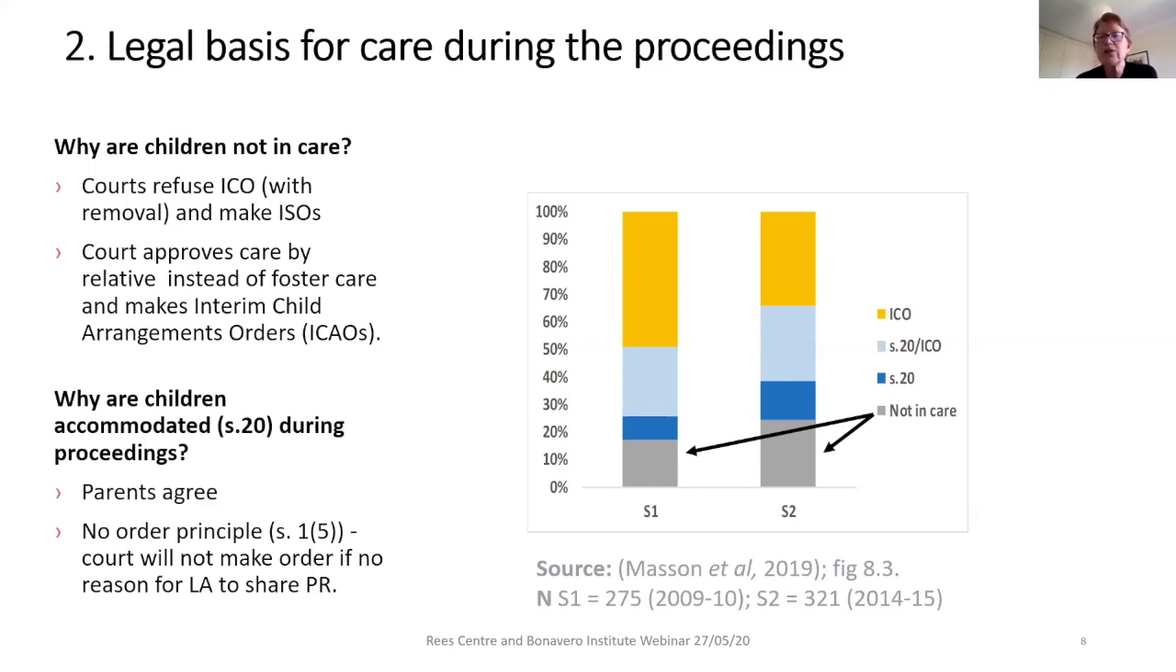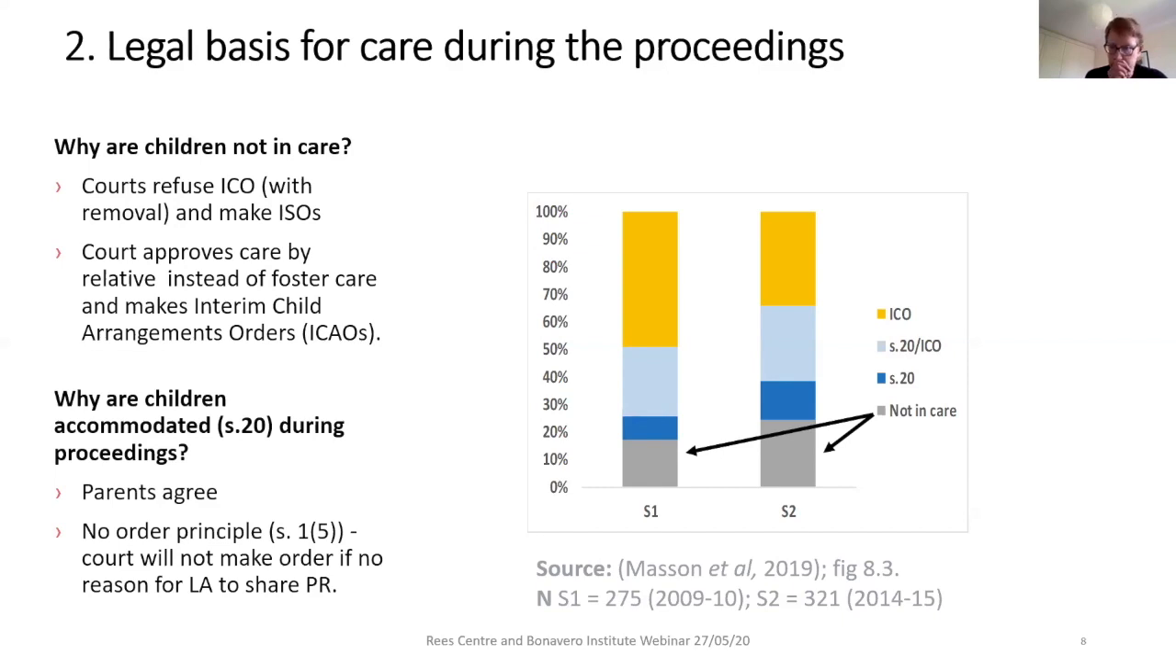And that of course means that the local authority has no powers in relation to the child. Sometimes the court also makes an interim supervision order, but not automatically, where they are actually supposed to. So those are the grey children, children who are in care proceedings but not in care.